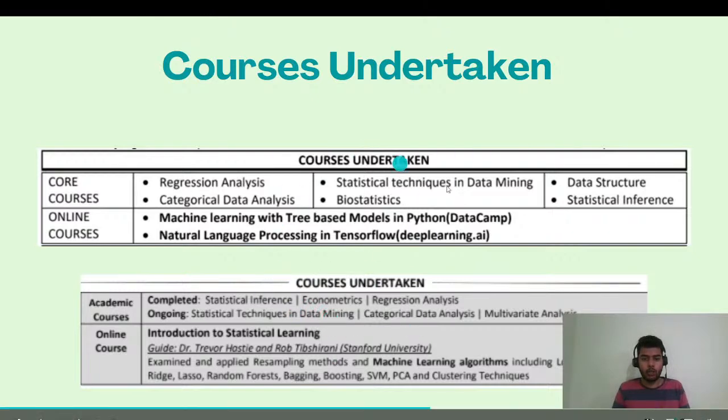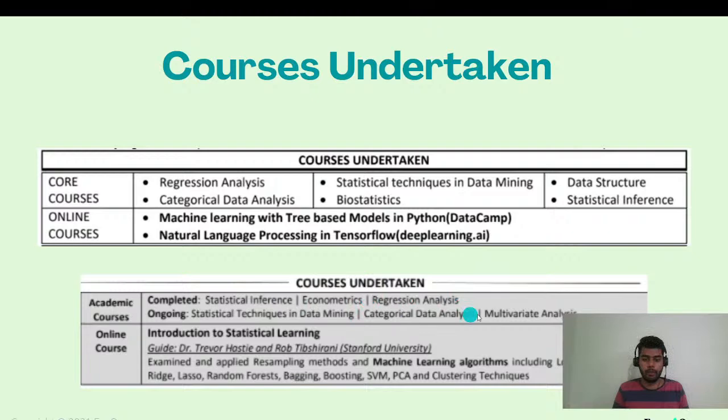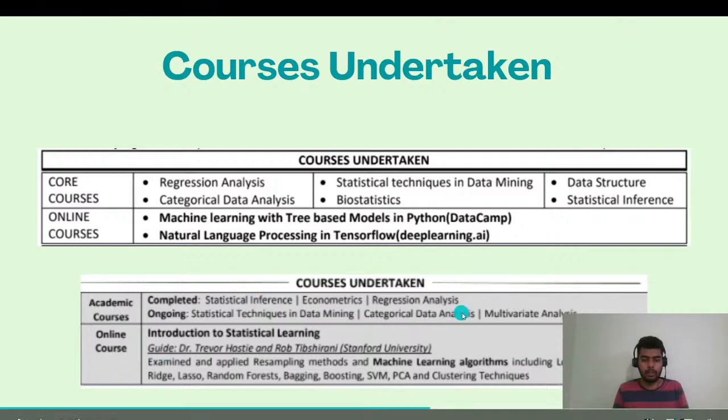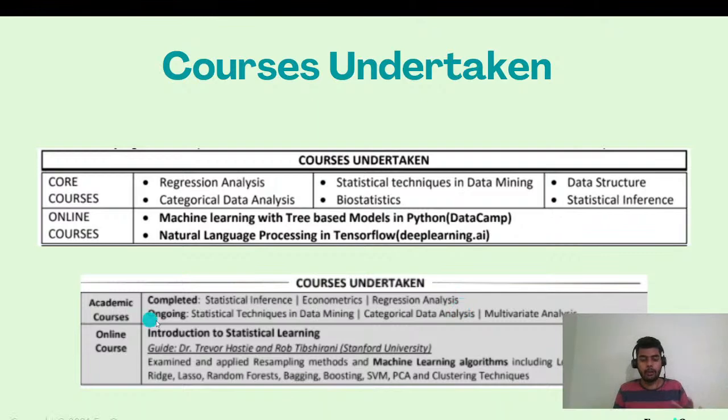Actually, I have listed two ways to write the courses undertaken. In the second way, apart from the academic courses, there are two types of courses: completed academic courses and ongoing academic courses. Obviously, for those who are inside the university right now and doing some courses, they can also mention their completed courses, and the ongoing courses, the courses that are still ongoing in this particular semester.